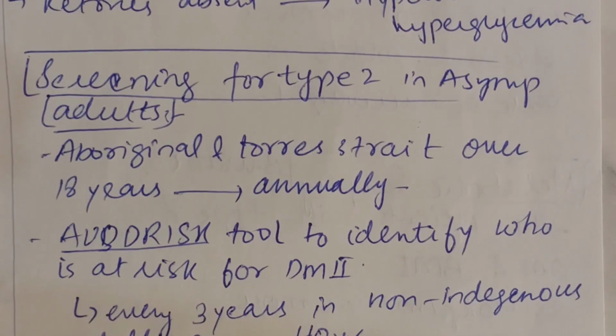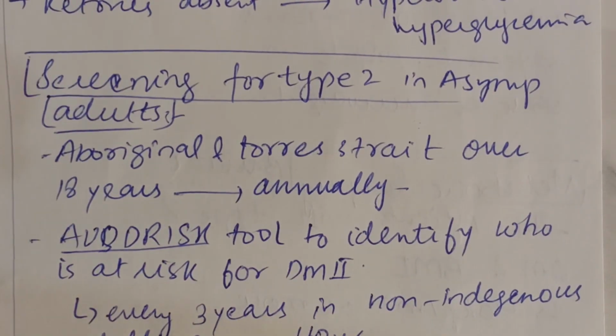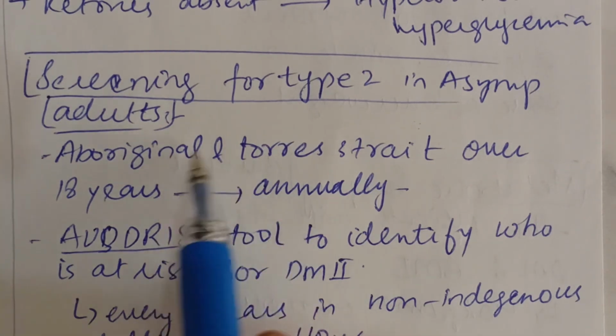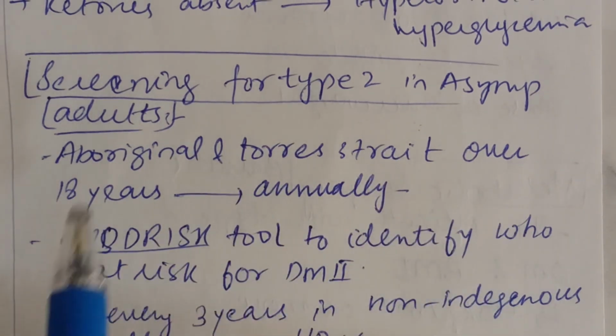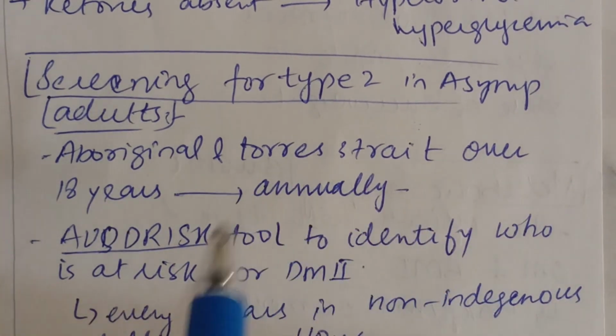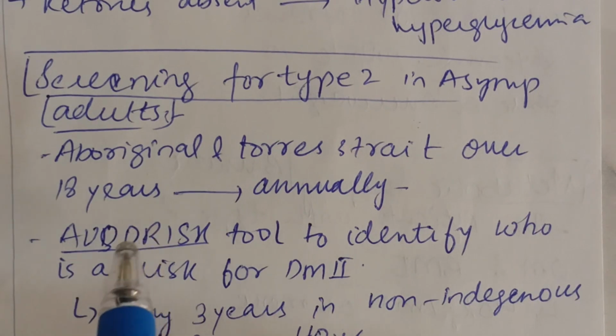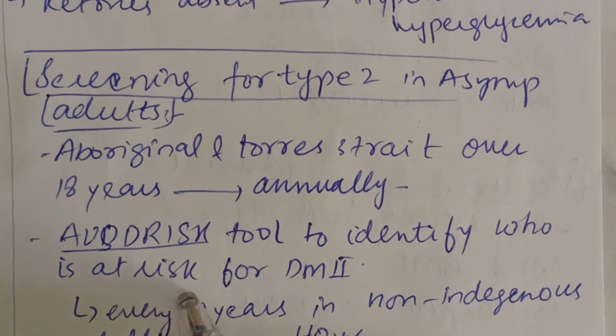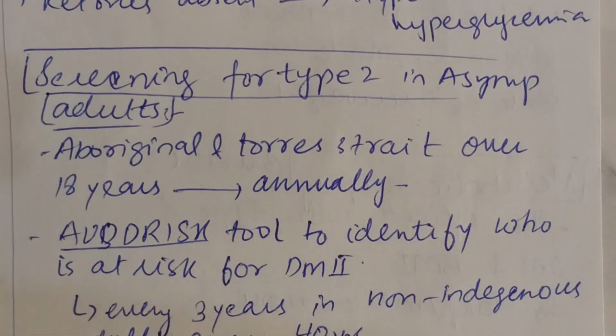So, screening for type 2 diabetes in asymptomatic adults is very important. When do patients need screening for type 2 diabetes? It is very important in Australia. If the patient is Aboriginal or Torres Strait Islander over 18 years of age, we are going to screen him annually. And there is a tool to identify patients who are at risk for diabetes, and we are going to screen according to that tool.